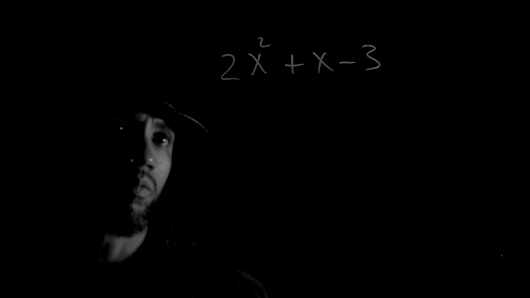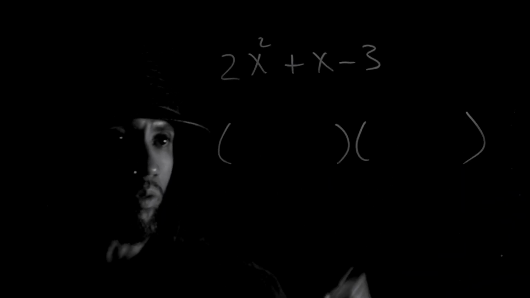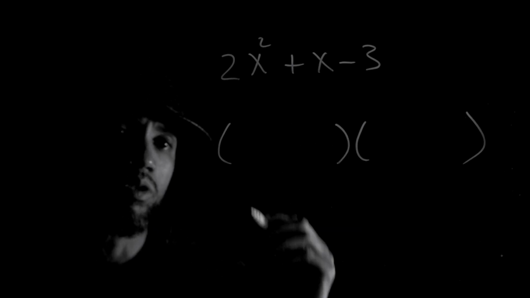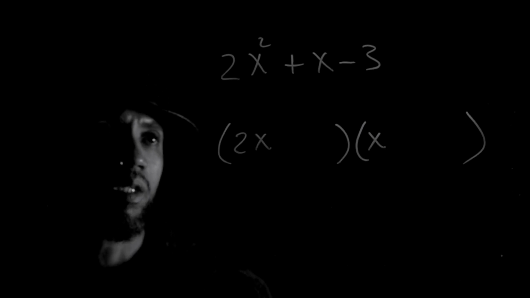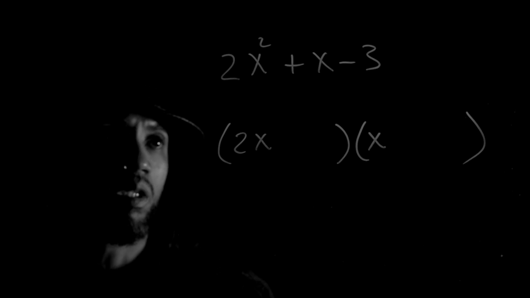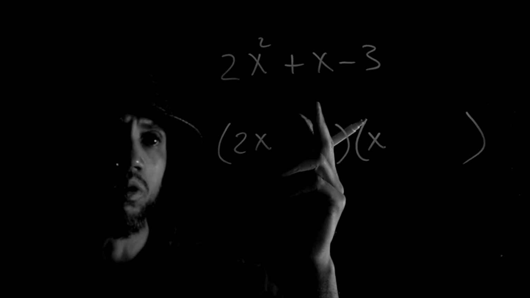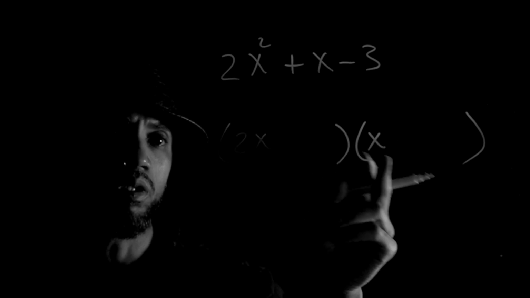Okay. Let's start off with our two binomials, parentheses. 2x squared, once again, there's only one way to get 2x squared. That's 2x times x. And how do we get negative 3? Well, that will be 3 and 1. That's a negative, and that's a positive. So one's got to be positive and one's got to be negative. But which one is which?